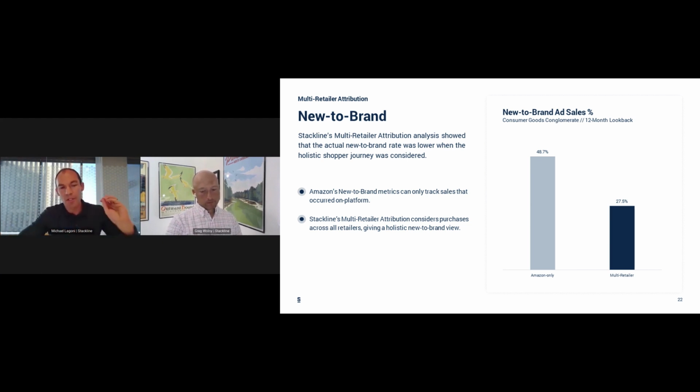But there's always been a little bit of unknown behind that metric because, in this example, a client or a brand was running media and advertising on the Amazon platform, and the new to brand metric from Amazon reported that 48% of the consumers that you acquired from that campaign were new to brand, which sounds really good. But what I think most brands know is that under the surface, those consumers may be buying that brand for the first time on Amazon, but maybe in previous months and previous years, they were buying that brand already from Kroger, Target, Best Buy, other retailers.